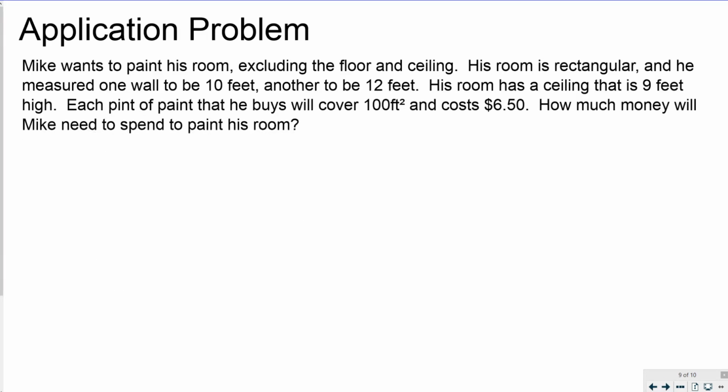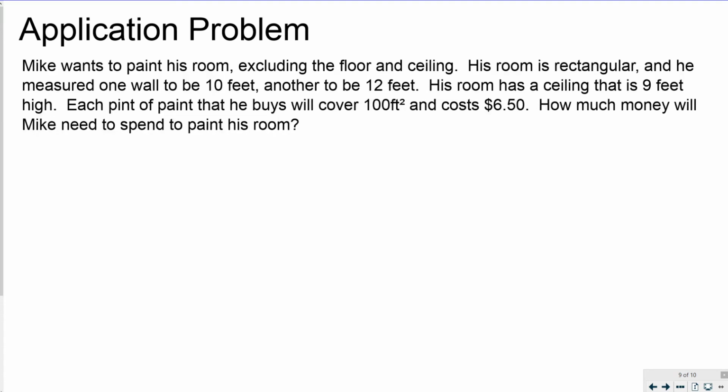And so now we're going to do an application problem. Mike wants to paint his room, but he doesn't want to paint the floor and the ceiling. His room is rectangular, and he measured one wall to be 10 feet and another to be 12 feet. His room has a ceiling that is 9 feet high. Each pint of paint that he buys will cover 100 feet squared and cost $6.50. How much money will he need to spend to paint his room?